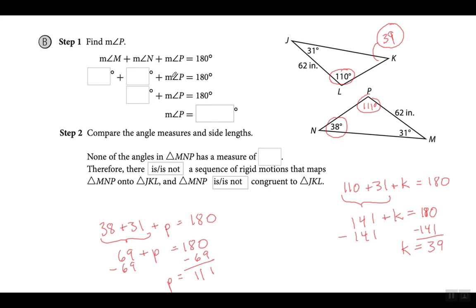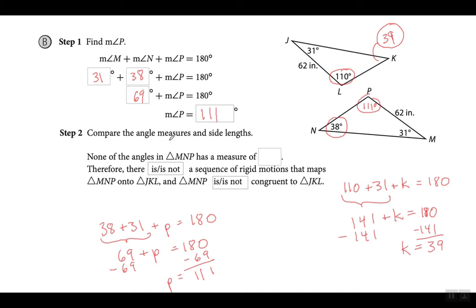So let's see what it says here. The first thing they wanted us to do was find the measure of angle P. The measure of angle M is 31. The measure of angle N is 38. I'm just filling in the blanks. I already went over the important part. So this will be 69, so the measure of angle P is 111.